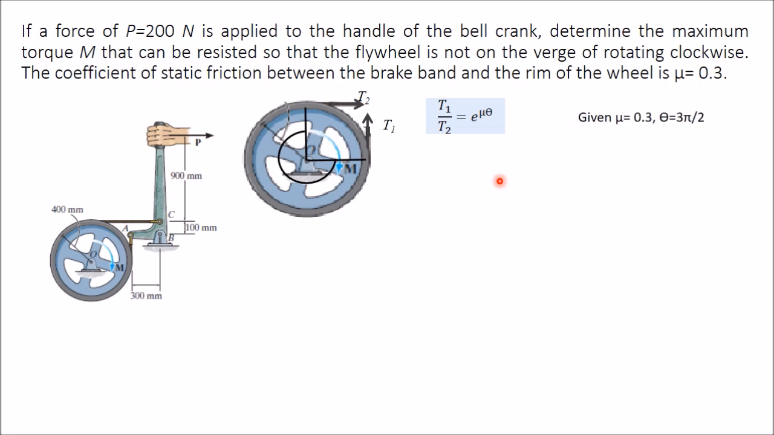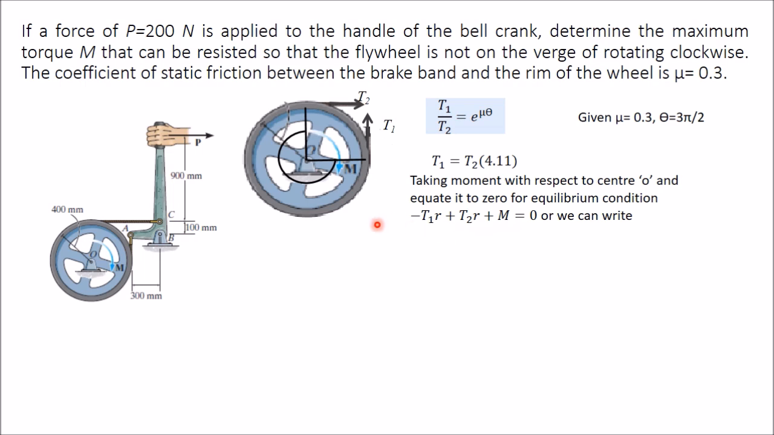So known values here: the value of mu is known, given 0.3, and the value of theta you have determined is 3 pi by 2. It starts contact at this point and ends contact here. So the total angle of contact is 3 pi by 2. Now put this value in. If you simplify, you will get T1 is equal to T2 into 4.11.